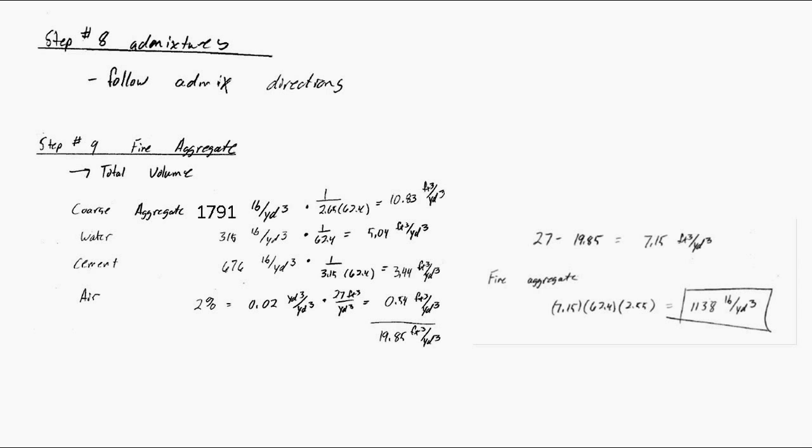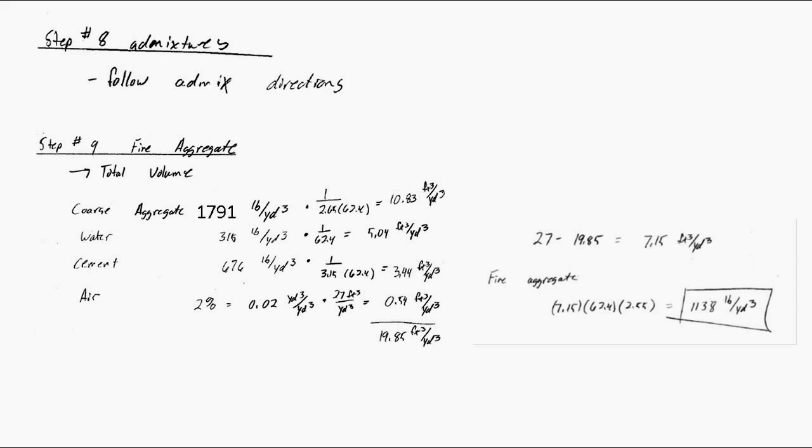And step number 9 is to determine the amount of fine aggregate. Now, this whole mix design is a volumetric mix design. So if you notice, we've been getting everything in pounds per cubic yard, or a weight per volume. So what we're going to do is then design the mix for 1 cubic yard. We have all the other things we need, and what we're going to do is take whatever volume isn't taken up by the coarse aggregate, the water, the cement, or the air, and we're going to fill that volume with the fine aggregate.